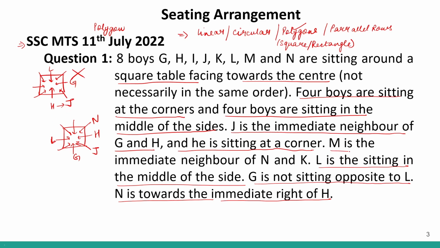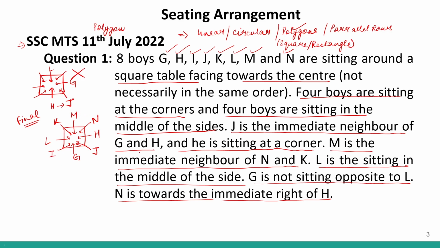Now we will use this data. This data is M is the immediate neighbor of N and K. That means M sits between N and K, correct? So if N is over here, K will be over here and M will be in between N and K. Now we have only 1 empty position. We have placed how many people? We have placed G, H, J, K, L, M and N. The only person remaining is I, therefore I will place I over here. This will be my final arrangement. Correct? This is my final arrangement.